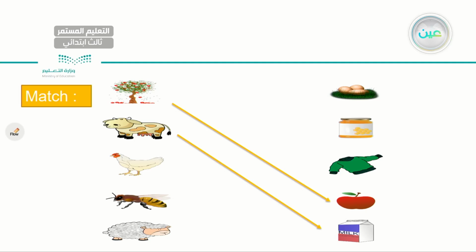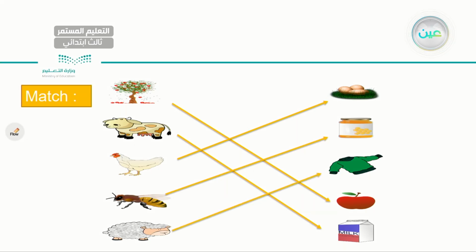How about the chicken? What does a chicken produce? What do you think? It produces eggs. Very good. Now I have a bee and I have a sheep. How about the bee, my dear student? Very good. It produces honey. And the last one, I have a sheep, and a sheep produces wool. Very good.